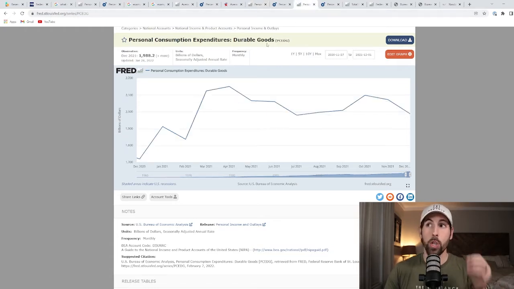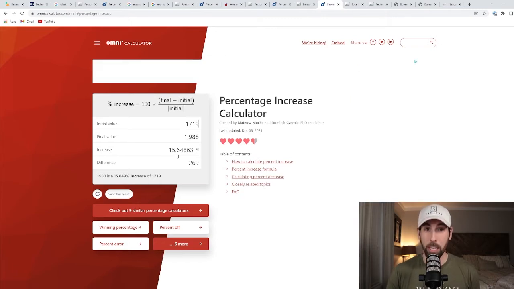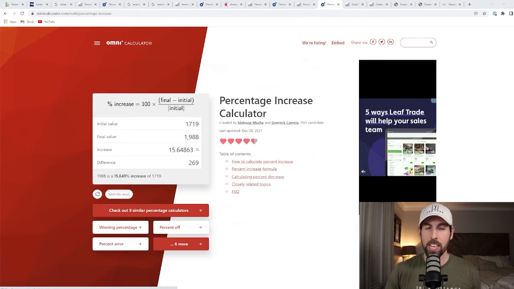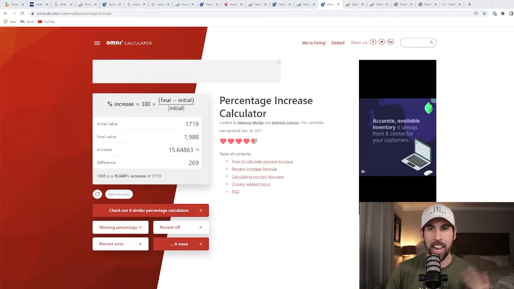Then let's go to the durable goods. And again, another large increase. And if you go to the percentage calculator, that's going to be a 15.6% increase. Now, again, why am I telling you all this? I'm telling you all this for a reason. We're hitting several different things, and then we're going to tie it all together.